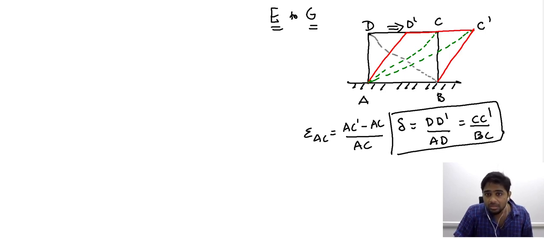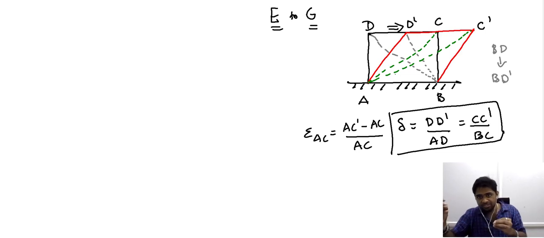So, this BD has also experienced a distortion. Originally it was BD, and now it has experienced a distortion. What has happened is, from BD, the diagonal is now BD prime. Now, this distortion is not elongation, but it is in response to a compressive loading. It is a shrinkage which we can attribute to a compressive sort of loading that this diagonal experiences.